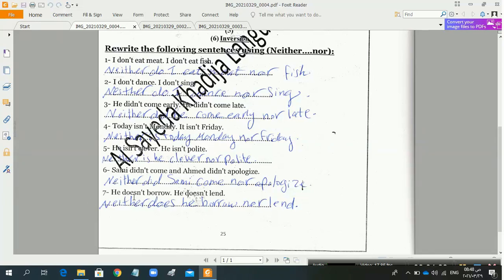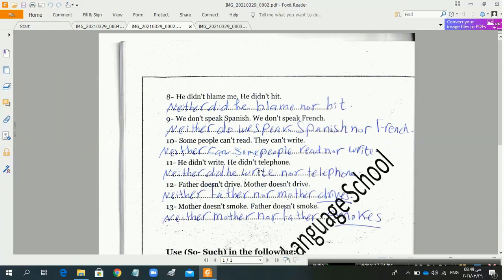Number seven, he doesn't borrow, he doesn't lend. Neither does, because I have does, I wrote does. Neither does he borrow nor lend. Okay, as you see here, neither plus helping verb, whatever this helping verb is: am, is, are, was, were, will, can, did, does, do. Okay, on the following page we are going to continue the same lesson.